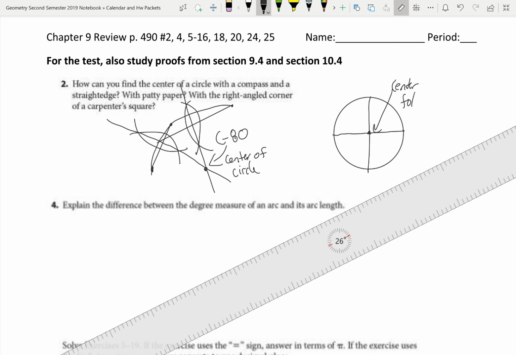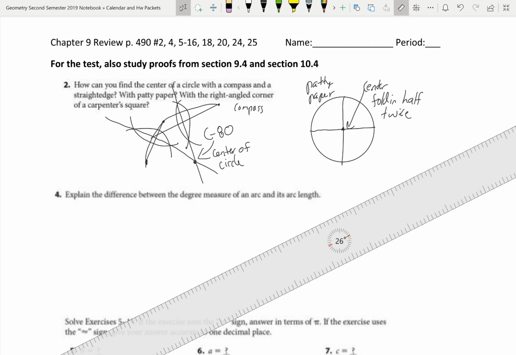So you fold in half. This is with patty paper. It's with compass.